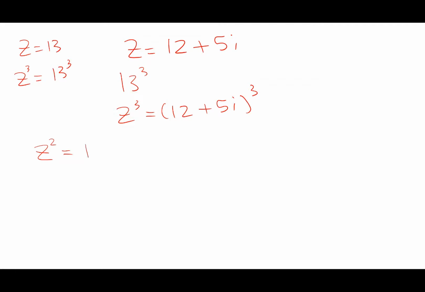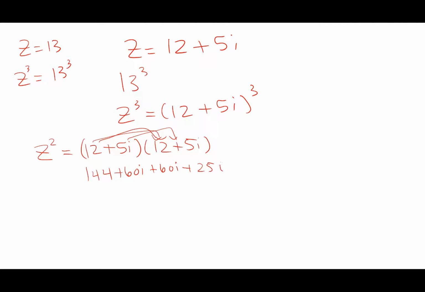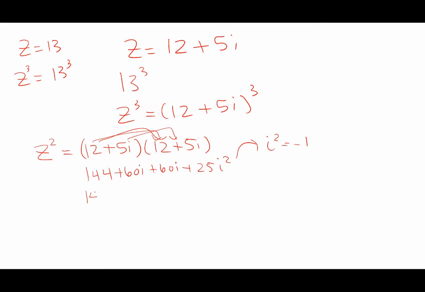So first I'm going to find z squared. 144 plus 60i plus 60i plus 25i squared. Well, from now on, I'm just going to go ahead and do i squared equals -1, something that we already know. So this comes out to be 144 plus 120i minus 25, which equals 119 plus 120i. So there is our z squared.